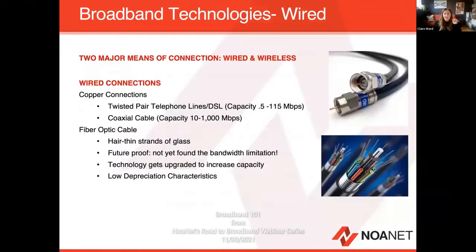We have a question from Drew. How does backhaul fit into those terms?